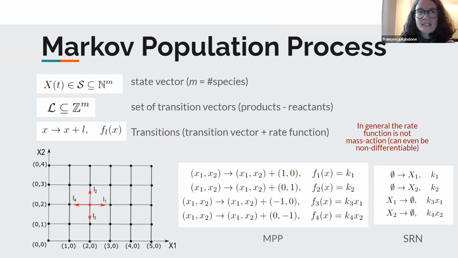And as I said before, in general, we are not considering mass action rate functions, but in computer science, it's pretty common to have non-differentiable functions or rational functions, functions depending on minimum and so on. And here you can see a simple representation of a two-dimensional birth-death process evolving on a two-dimensional state space. And you can see the birth-death process formalized as a Markov population process, so in terms of transitions, transition vectors and rate function, and as a stochastic reaction network. When the stochastic reaction network is interpreted in a stochastic way, they're exactly the same model.